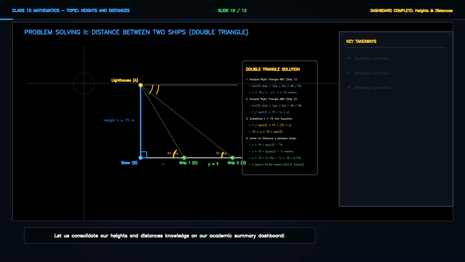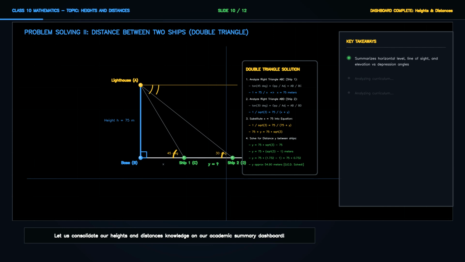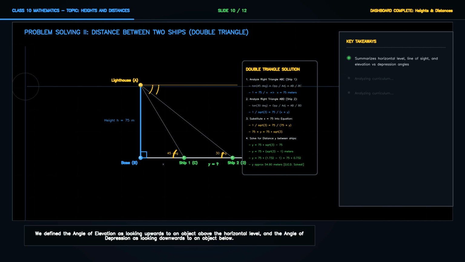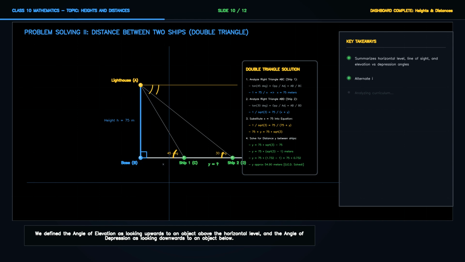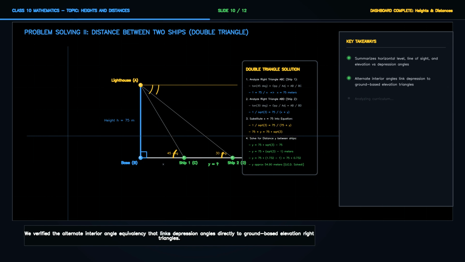Let us consolidate our heights and distances knowledge on our academic summary dashboard. We began by establishing the core line of sight and horizontal reference levels. We define the angle of elevation as looking upwards to an object above the horizontal level, and the angle of depression as looking downwards to an object below. We verified the alternate interior angle equivalency that links depression angles directly to ground-based elevation right triangles.